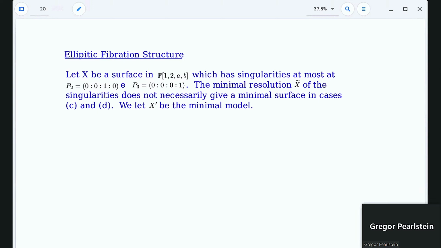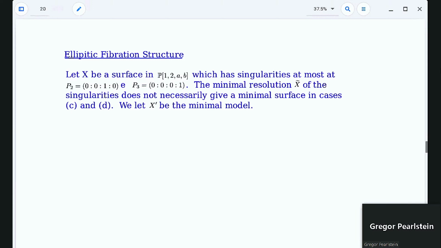Okay, so the elliptic fibration structure. So that is a surface in P(1,1,2a,b), which has singularities at these two points, which is the only thing that happened in our case. Minimal resolution of singularity does not necessarily give a minimal surface in cases C and D. So you do the minimal resolution, and then you have to do a little bit more to get the minimal model in cases C and D. In cases A and B, there's nothing extra that has to be done.